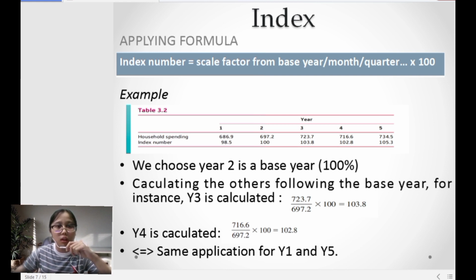So with those index numbers we can compare them with each other and analyze the change, and then predict the future trend, which helps us a lot in the economics and finance field.